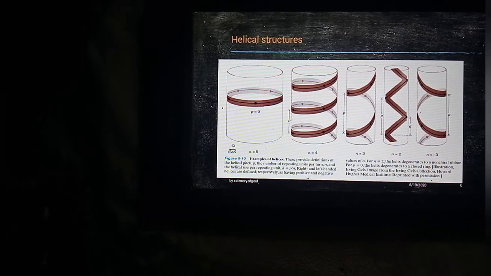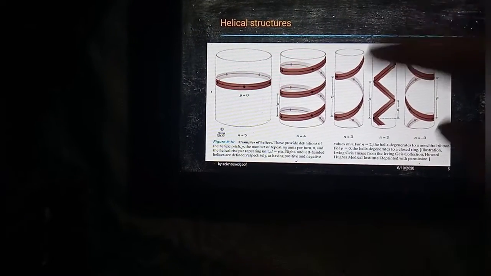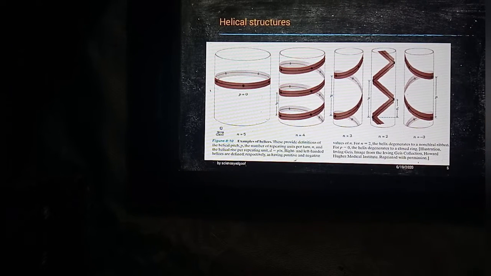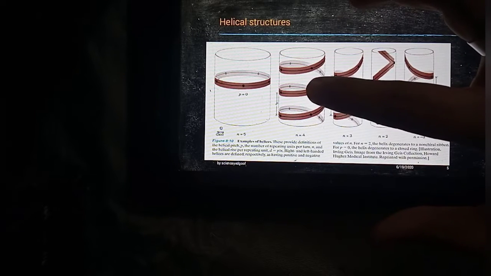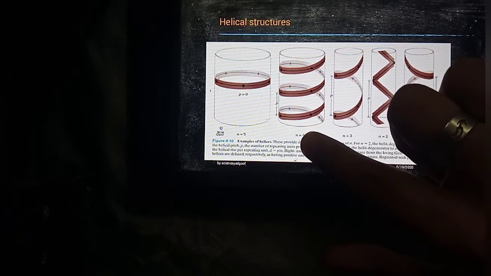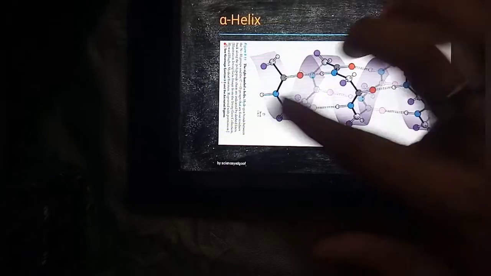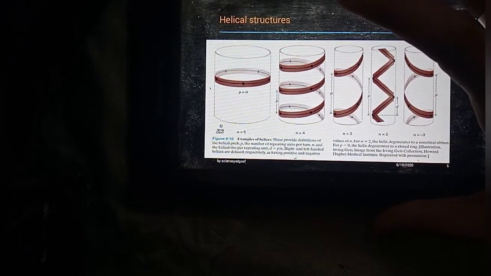If you have not seen the Ramachandran video, you can check that out on the same channel. Here you can see something called N and P. N refers to the number of polypeptide units per turn. For example, here N is equal to 4, which means there are 4 polypeptide units. You can count the polypeptide units given as black dots. So there are 4, hence N is 4.